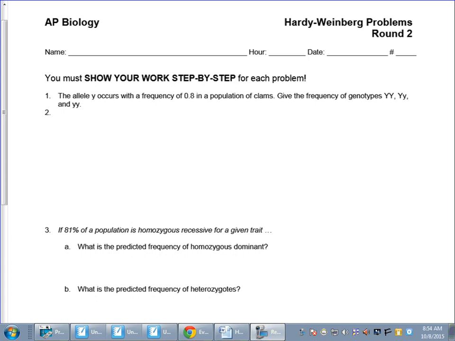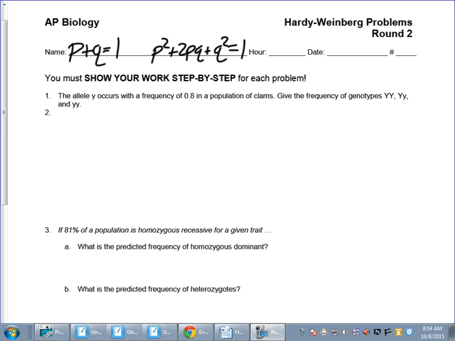So Hardy-Weinberg. Keep in mind there's two basic equations that we have to be able to work with. What are the two equations? P plus Q equals 1 is one of them, and P squared plus 2PQ plus Q squared equals 1. If you don't know those, that's a problem. It'd be hard to actually do Hardy-Weinberg if you don't know the equations. Most importantly, if you don't know what these values represent, it makes it very difficult.